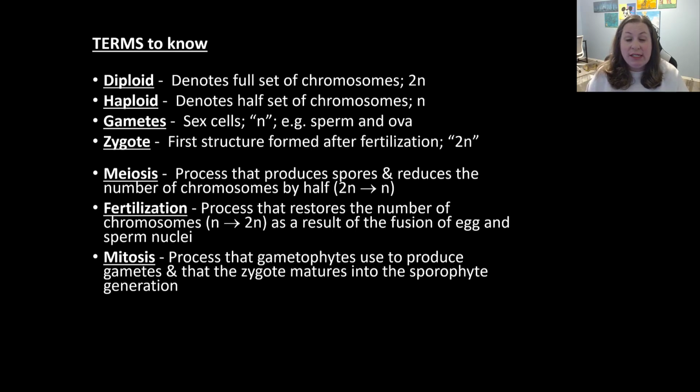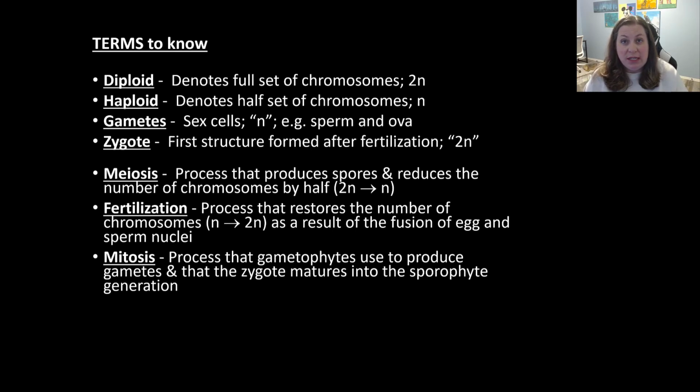We then see fertilization. Fertilization is a process that restores the number of chromosomes. So we go from n to 2n. This is a result of the fusion of the egg and the sperm together. The fusion of the egg and the sperm restores us to our diploid, and we call this fertilization. Now, ultimately, fertilization produces the zygote, which is the term we had before.